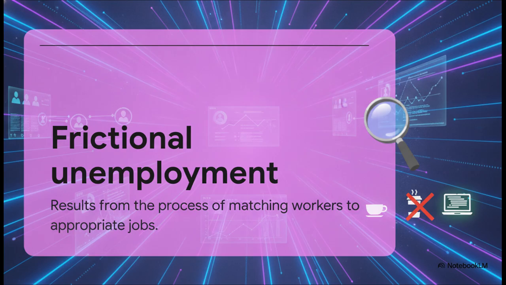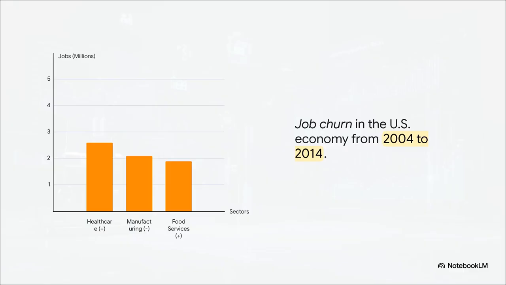I mean, you wouldn't want a highly trained software engineer rushing to take a job as a barista just to avoid a few weeks of unemployment, right? This frictional unemployment is completely inevitable because our economy is highly dynamic. Look at this massive job churn between 2004 and 2014. We saw huge job losses in manufacturing, down 2.1 million jobs. But those losses were offset by explosive growth in sectors like healthcare, which added 2.6 million jobs. The economy is literally always shifting beneath our feet.